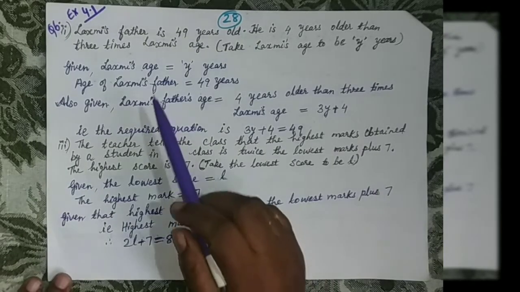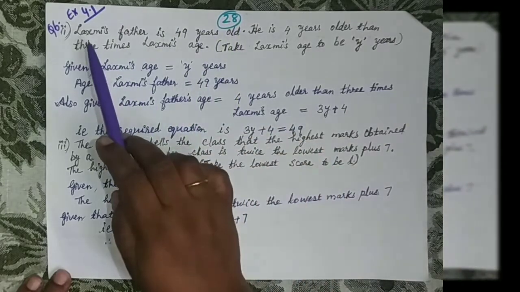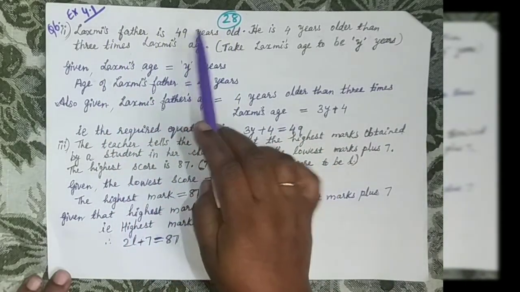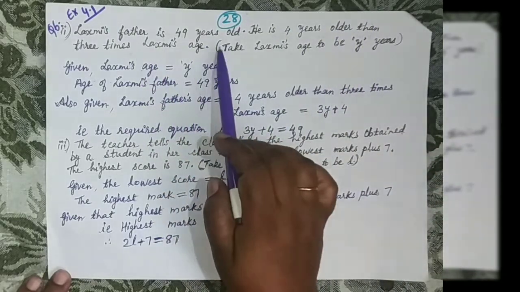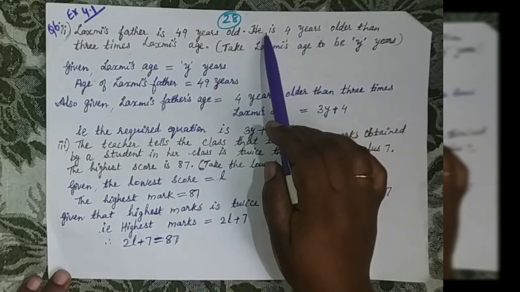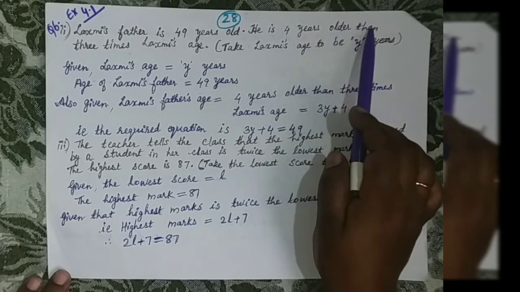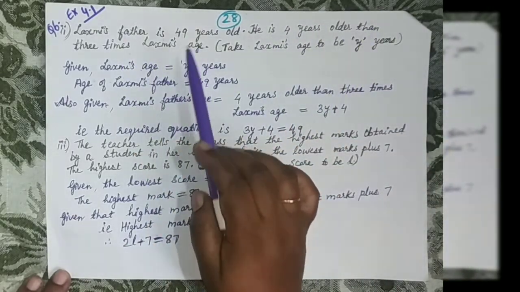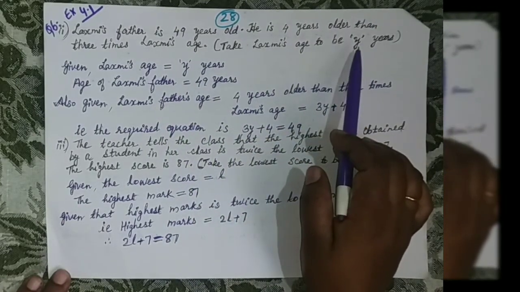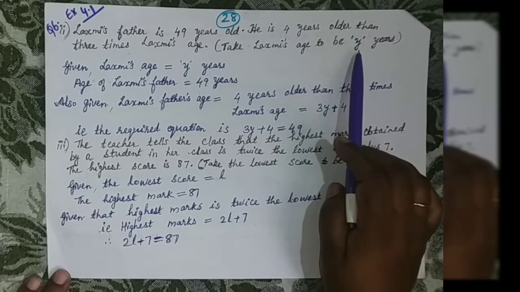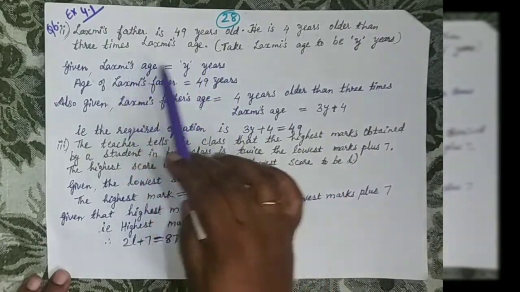Now, second question. Lakshmi's father is 49 years old. What is given? Lakshmi's father's age is 49. He is 4 years older than 3 times Lakshmi's age. One more statement is given: father is 4 years older than 3 times Lakshmi's age. Now take Lakshmi's age to be y years. It is mentioned in the question which variable we have to take. Lakshmi's age is equal to y years. It is already given in the question.